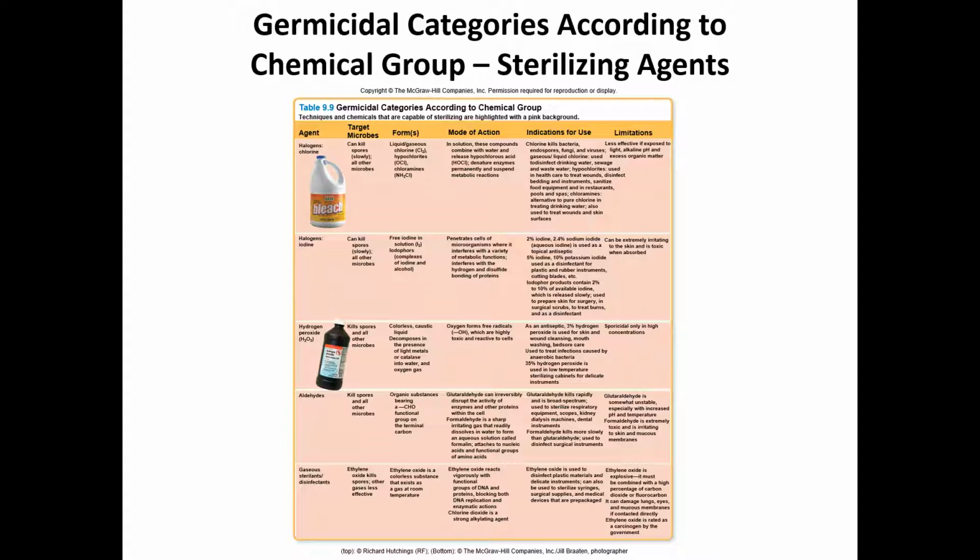So sodium hypochlorite can denature enzymes. That's one of the big things. You can use it to kill bacterial cells, endospores, fungi, viruses. There are different methods. You can use gaseous chlorine or liquid chlorine.